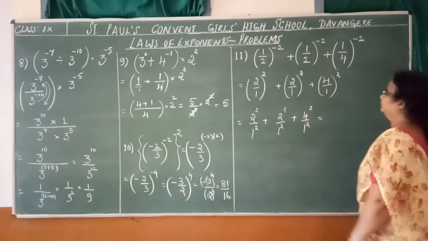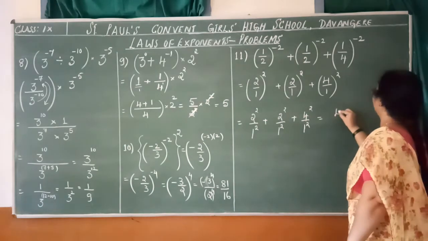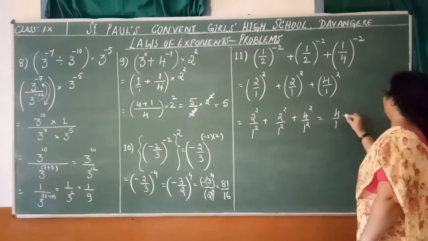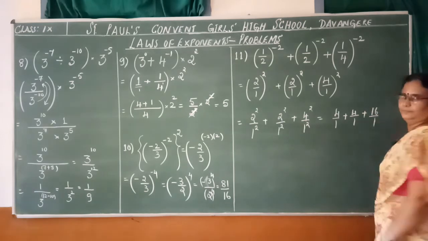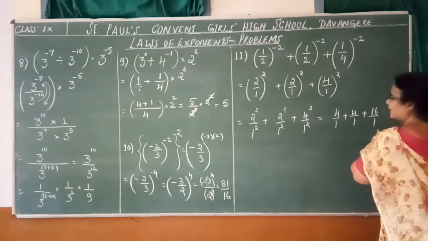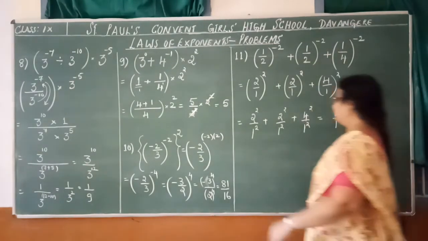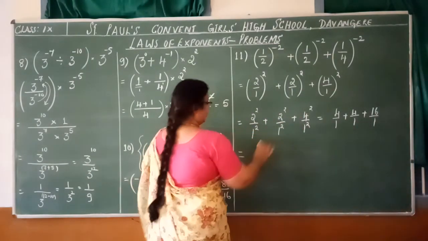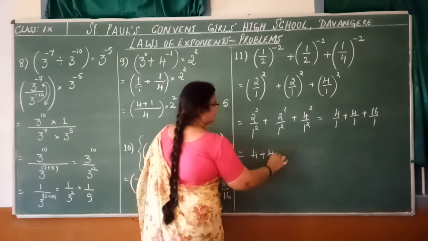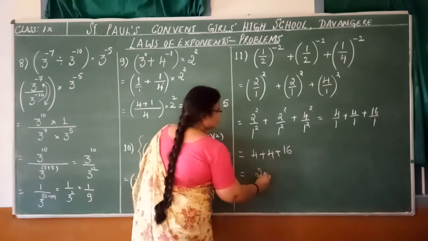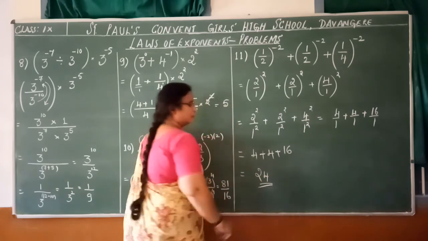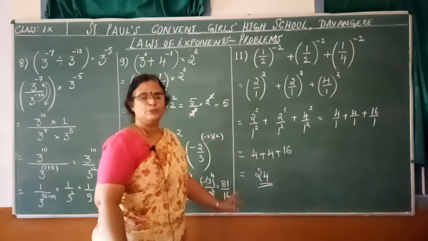That is equal to 2 square is 4 by 1, 4 by 1, 16 by 1. So all division by 1, we get the number itself. 4 divided by 1 is 4, 4 divided by 1 is 4, 16 divided by 1 is 16. So the answer is 24. 4 plus 4 plus 16 is 24.